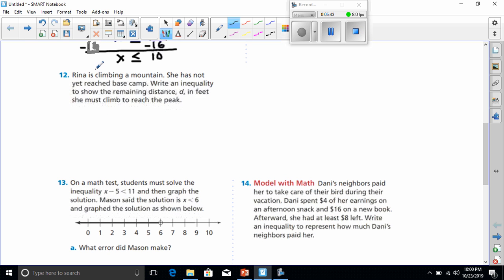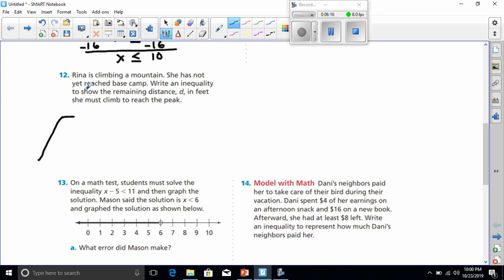Rena is climbing a mountain. She has not yet reached the base camp. Write an equation to show the remaining distance, which is d, in feet that she must climb to reach the peak. Okay, she's climbing a mountain. Let's just say this is the mountain over here. And it says she has not reached base camp.